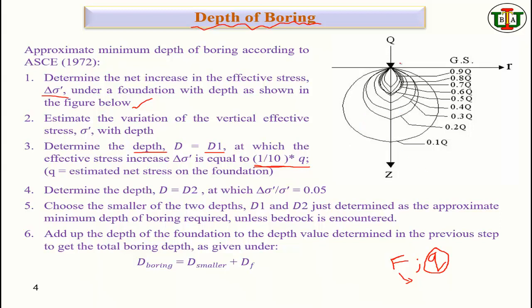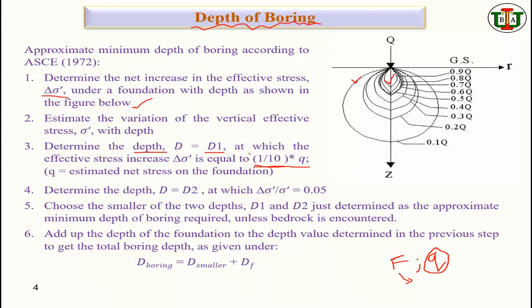So this is called isobar. I'm not sure that you had any introduction of this isobar in the last semester. That isobar shows how the load distribution in soil is happening. You can see this line. Wherever you consider the line, it would be 0.1 of Q. So this layer of the soil will carry 0.1 of Q, that means 10% of the load. Gradually, this layer is going to take around 0.9 of Q.